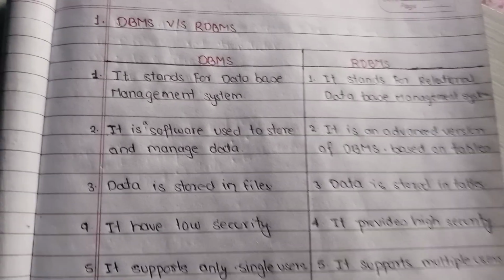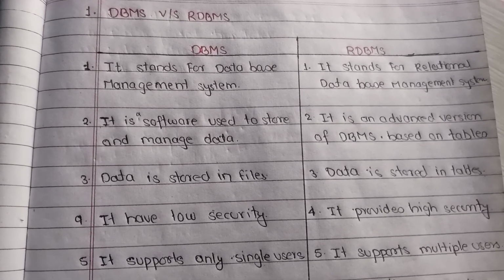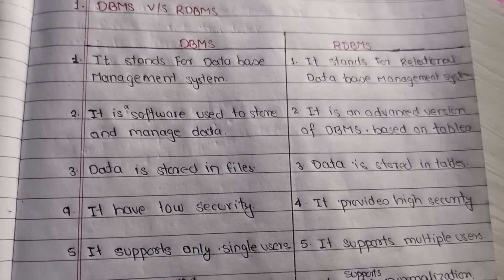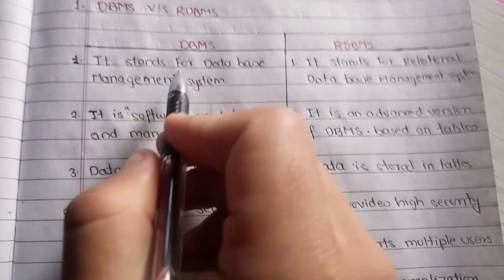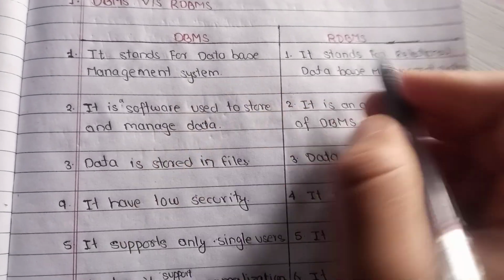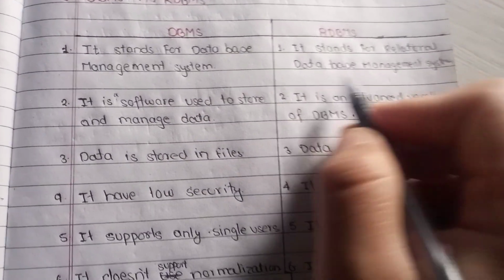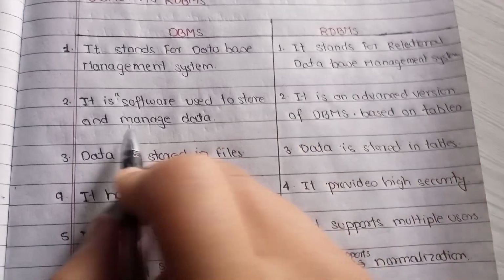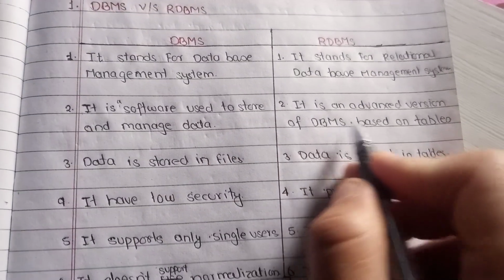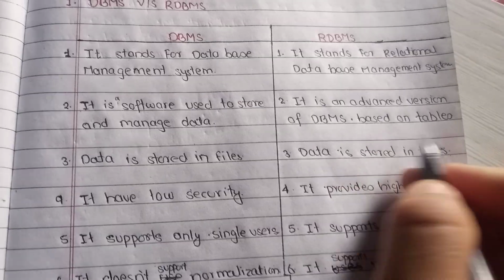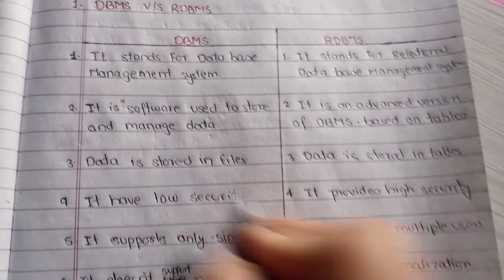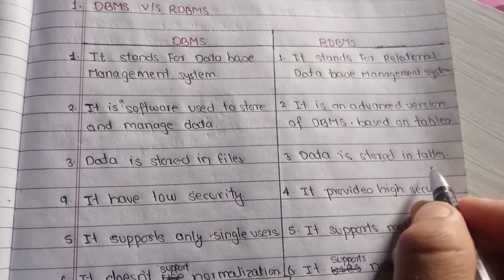Hello everyone. Today we are discussing the difference between DBMS and RDBMS. DBMS stands for Database Management System, and RDBMS stands for Relational Database Management System. It is software used to store and manage data, and it is an advanced version of DBMS based on tables. In DBMS, data are stored in files, but in RDBMS, data are stored in tables.